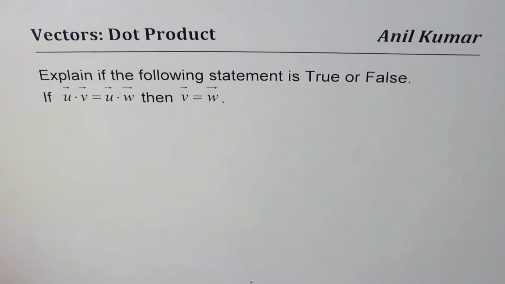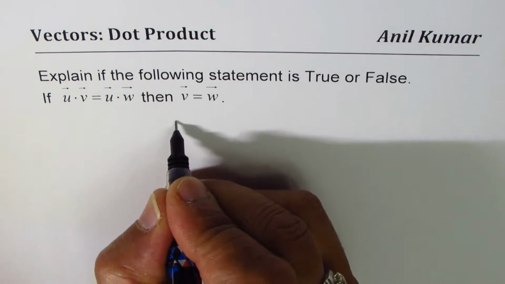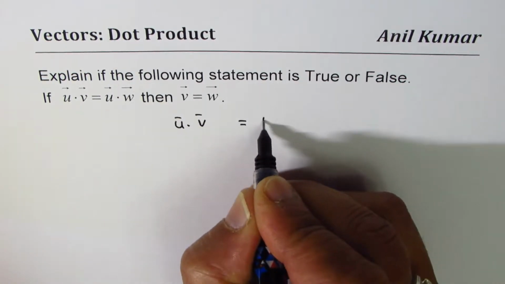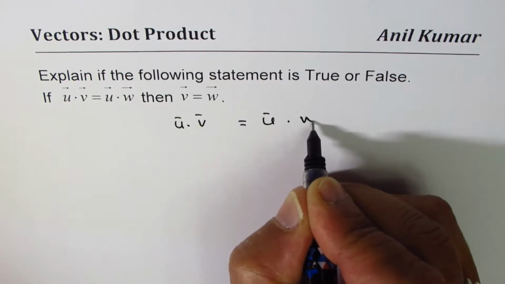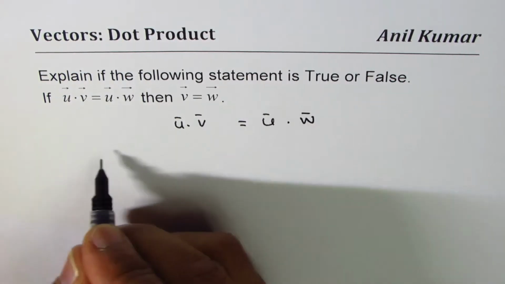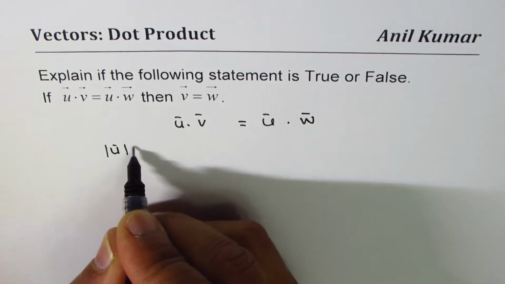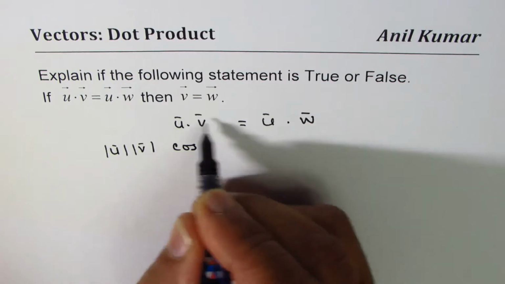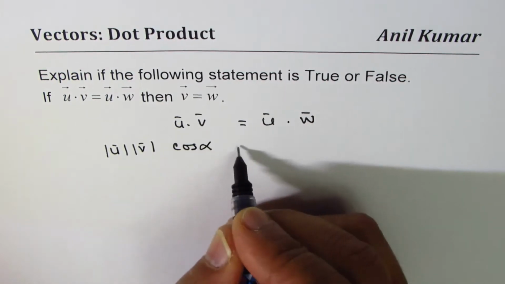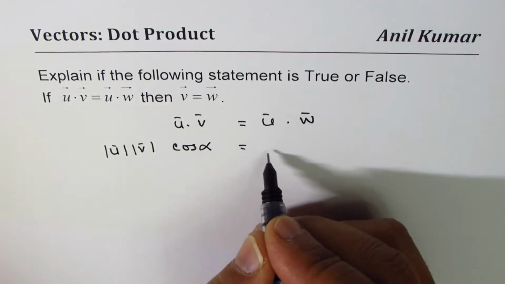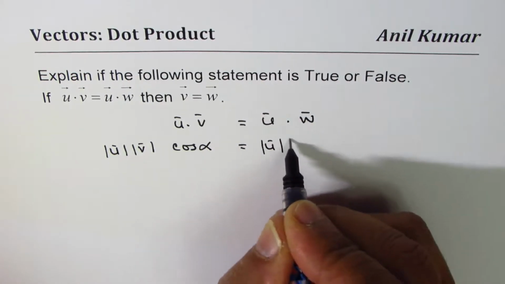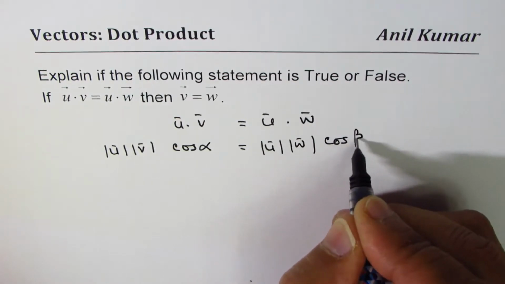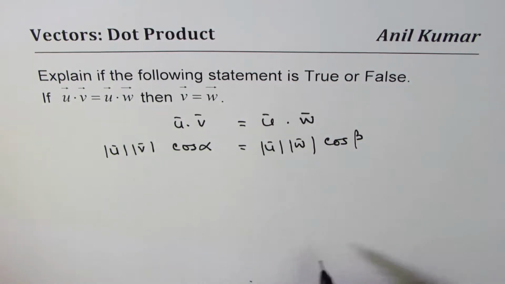So let's begin by understanding the two dot products. So we are given dot product of u and v is equal to dot product of u and w. Now what is dot product? It is magnitude of the two vectors, their product, times cos of angle between them. Let's call this angle alpha. For the other two, it is again magnitude of these two vectors, product of that, and cos of angle between them, let's call it some other angle, beta.